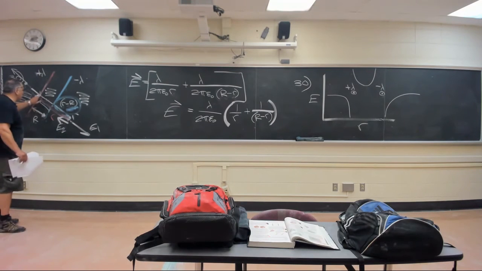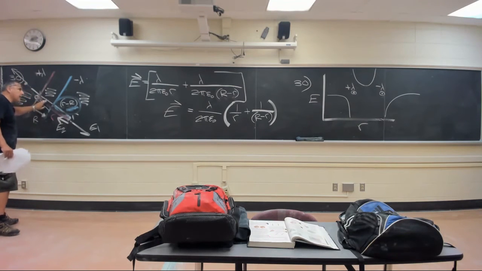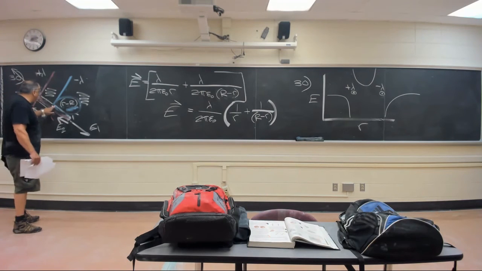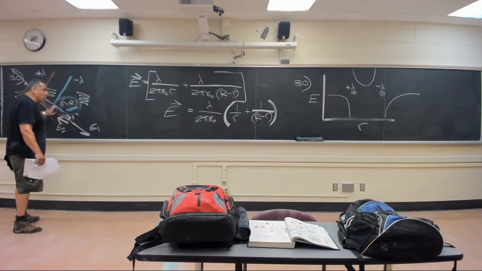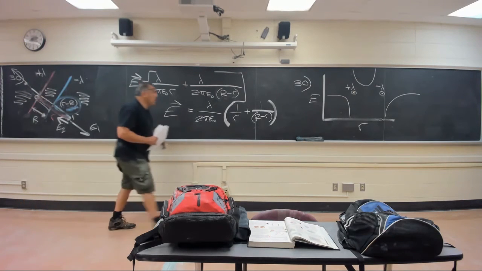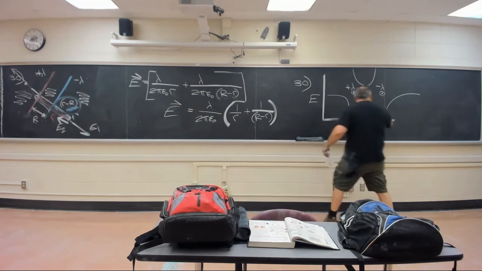Over here, you're approaching infinity. Here, you're approaching positive infinity. Here, you're approaching positive infinity. And here, it's going to be some kind of minimum. Same thing here. This negative guy is drawing it in the negative direction. You're approaching negative infinity on this side of the negative lambda. Well, here's your negative infinity.